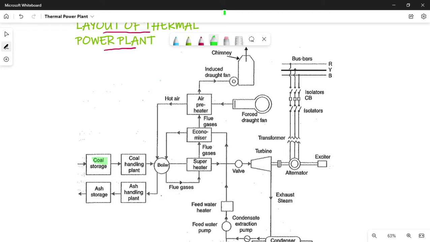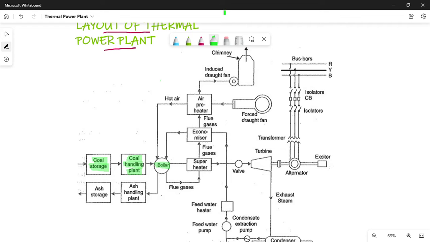Coal is the main source of input for the thermal power plant. The coal is stored in the coal storage plant. From the coal storage, the coal is moved to the coal handling plant through conveyor belts. In the coal handling plant, we have the coal hopper and the pulverizer. The pulverizer is used to powder the coal, and then the powdered coal is fed into the boiler.